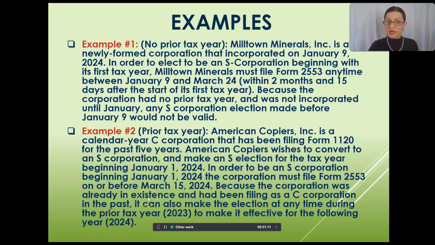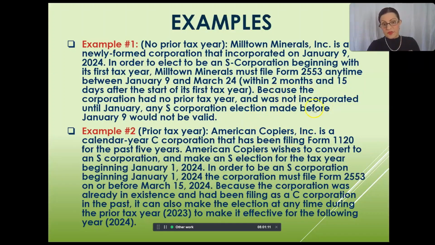Because the corporation was already in existence and has been filing as a C corporation in the past, it can also make the election at any time during the prior tax year, which would have been 2023, to make it effective for the following year, which is 2024. American Copiers, Inc. is a C corporation. It's been filing corporate tax returns on the Form 1120, and now it wants to convert to be an S corporation, which is fine. A corporation can convert to an S corporation, and an S corporation also can convert to a C corporation. They can.